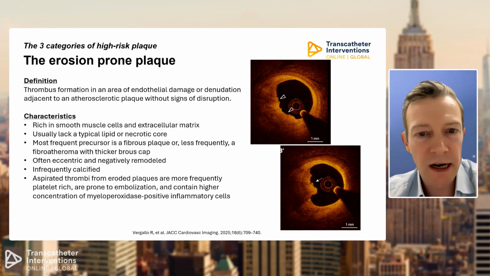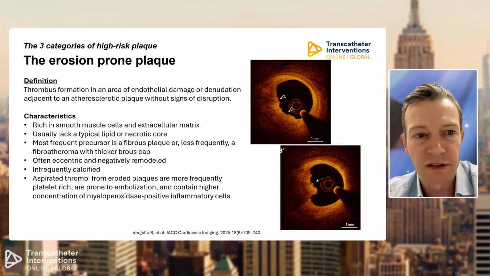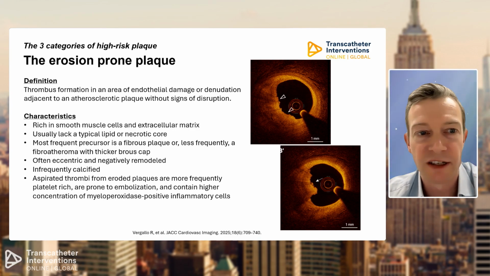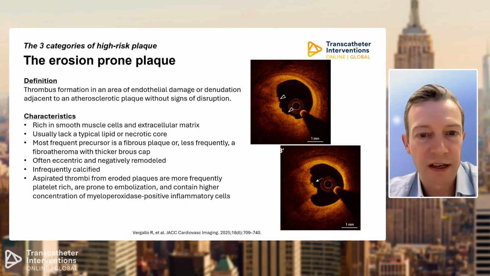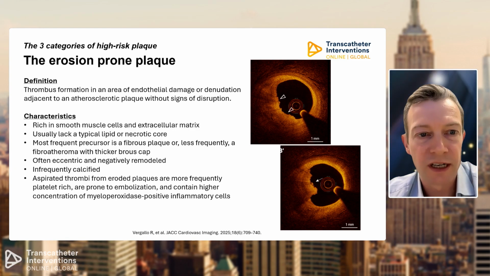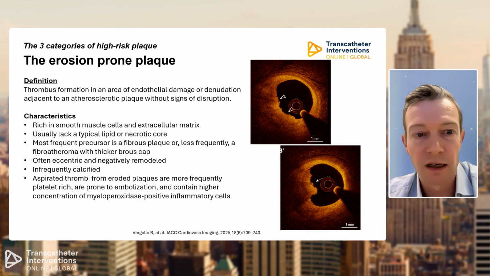The erosion-prone plaque, as mentioned, is a plaque that has received somewhat more attention in the last decade, and it's really interesting and important to be able to recognize these plaques as they may be the cause of ACS in a lot of cases in which the culprit is not that readily identifiable on the plain angiography. So the erosion-prone plaque is defined by thrombus formation in an area of endothelial damage or denudation adjacent to an atherosclerotic plaque without signs of disruption of the endothelial border.